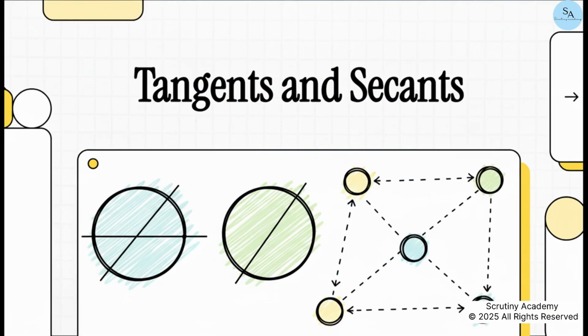Ever looked at a bicycle chain and wondered how it perfectly grips those gears without slipping? Well, the secret lies in two simple geometric lines, tangents and secants. In this explainer, we're going to break down this entire chapter for you so you can absolutely ace your exams and, even better, start seeing math everywhere.